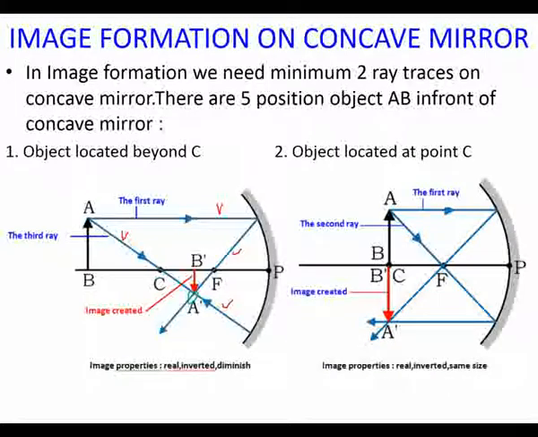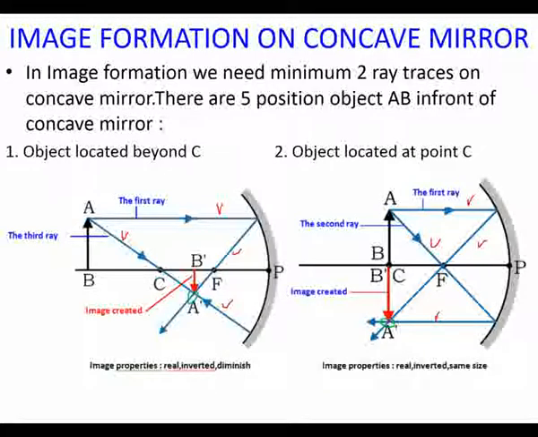The second position is object located at point C. From the figure, we can see that from the object, the first ray comes parallel with the principal axis and will be reflected through point F. And the second ray comes through point F and is reflected parallel with the principal axis. And here, we can see that the two reflected rays intersect at A', B', as shown by red arrows.